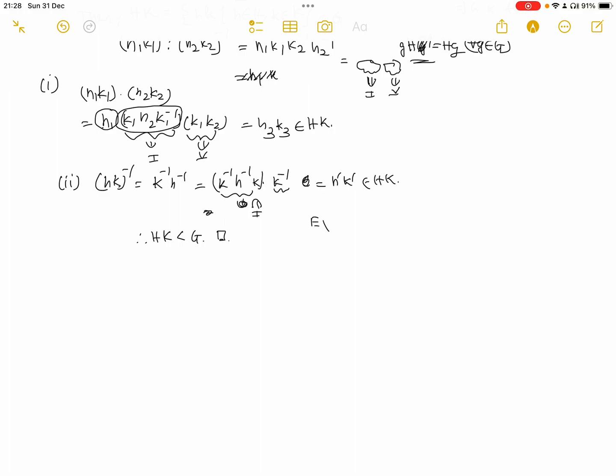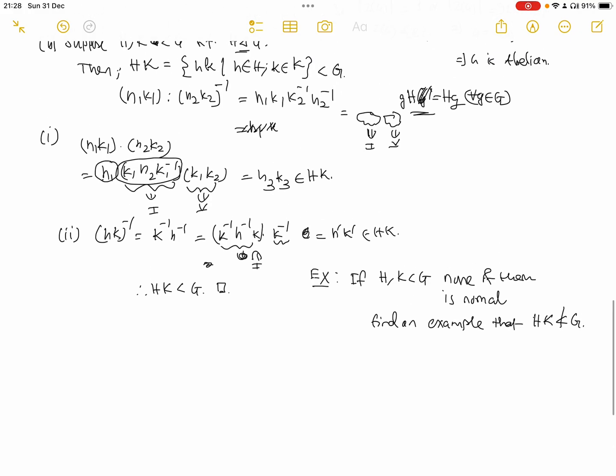Now one thing you can take as a question: if H and K are two subgroups, none of them is normal, find an example such that HK is not a subgroup of G. You can try to find an example like this.